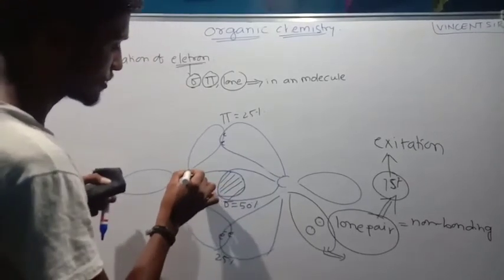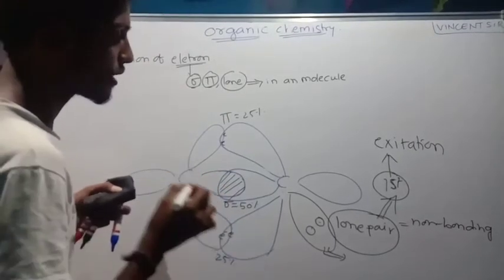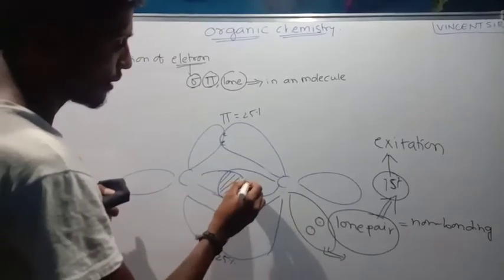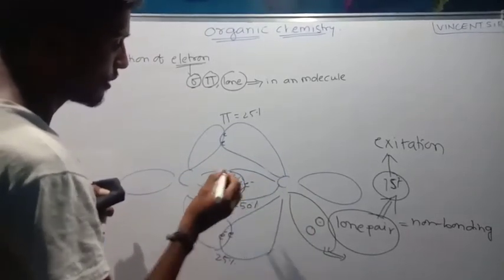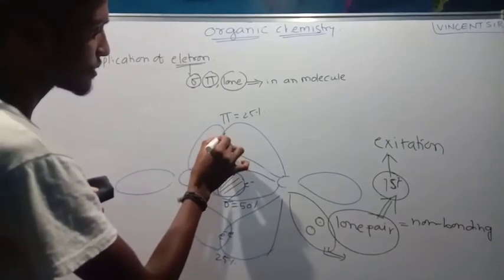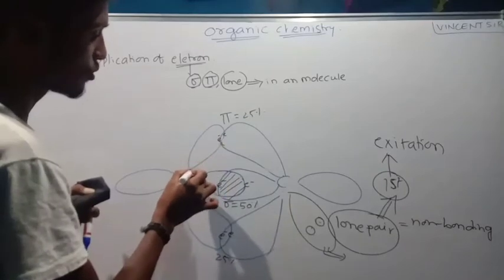After that, this is the nucleus of the carbon. This is the nucleus of the carbon. There is a distance of this electron from this nucleus.